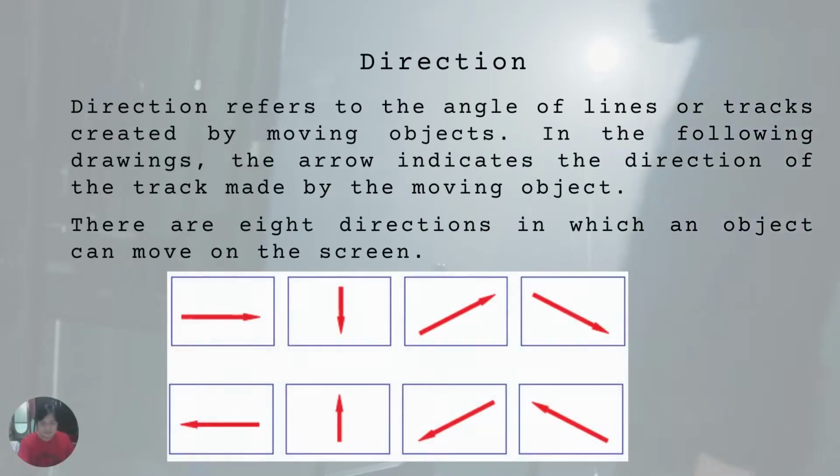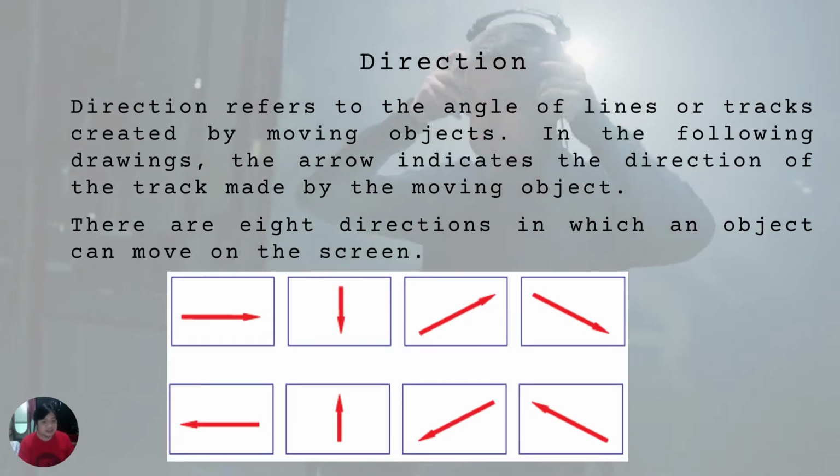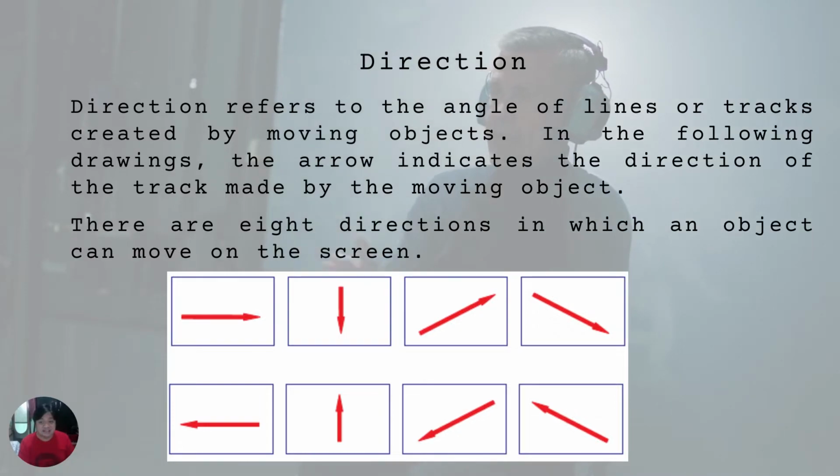Now next we have directions. A direction refers to the angle of lines or tracks created by moving objects. In the following drawings below, the arrow indicates the direction of the track made by a moving object. There are 8 directions in which an object can move on screen.